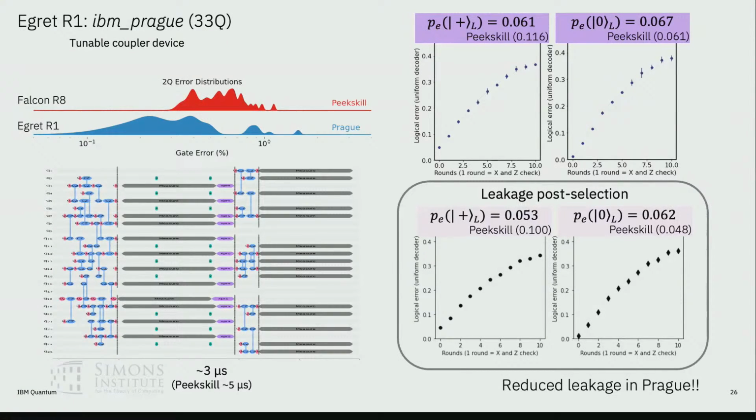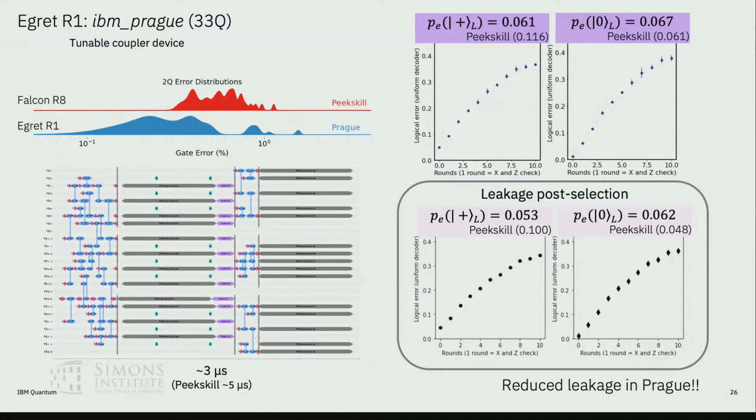If you look at the gate errors between Falcon R8 and Egret R1, the 2-qubit gate error has decreased quite a bit. Looking at the circuit, the 2-qubit gates from the tunable coupler device are much faster, but the measurement time is pretty similar to what we had. So now the total circuit length is about 3 microseconds for the X and Z checks, but it's really mainly from the measurements.